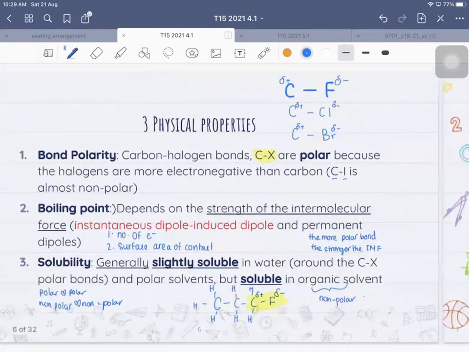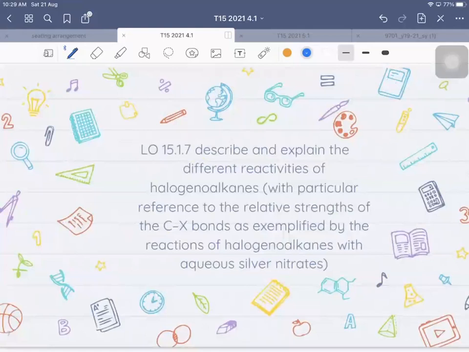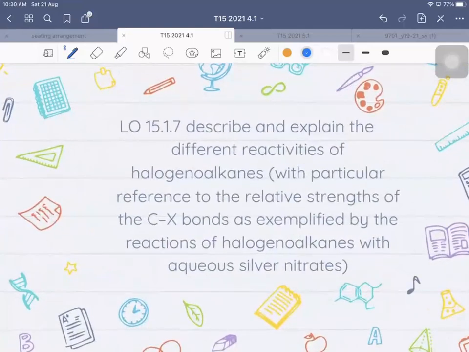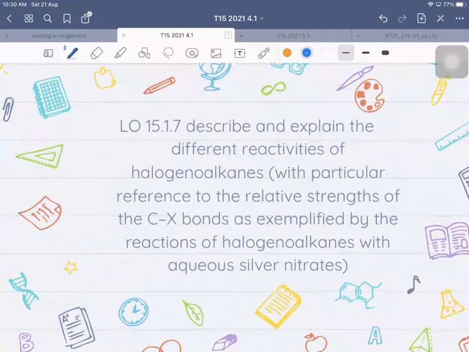So that's the physical properties of halogenoalkanes. Now we move on to the chemical properties. Chemical properties are things like how they behave in a chemical reaction. Do they react fast? Do they react slow? Do they react vigorously or gently? So these are all the chemical aspects of halogenoalkanes.